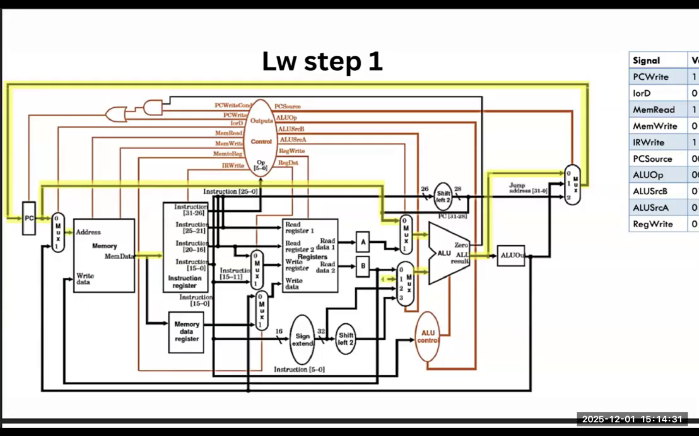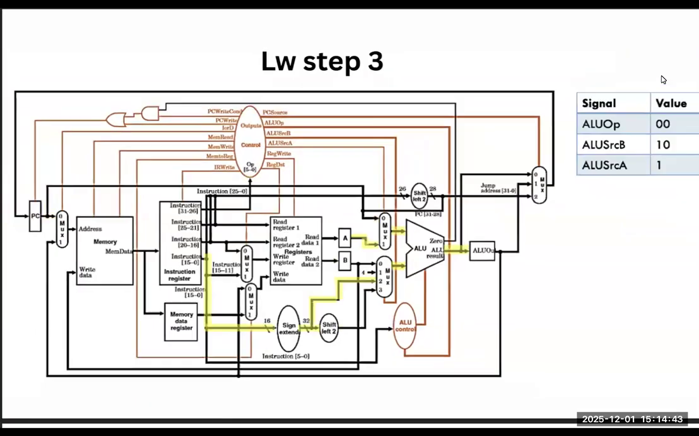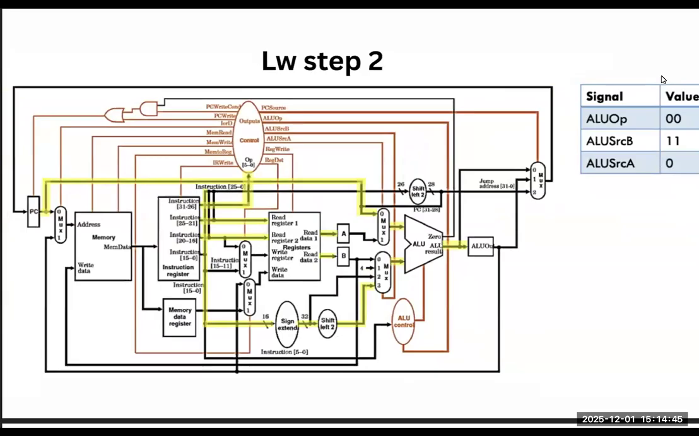Notice the control signals. PC write is one, mem read is one, IR write is one. Step two. We are now reading from the register file. The ALU SRCB is set to 11. The instruction is decoded.